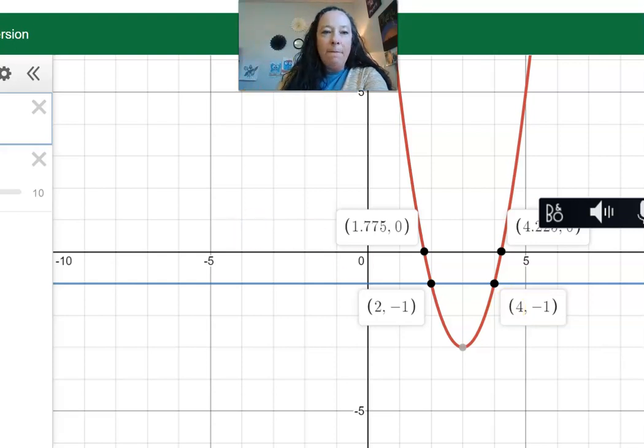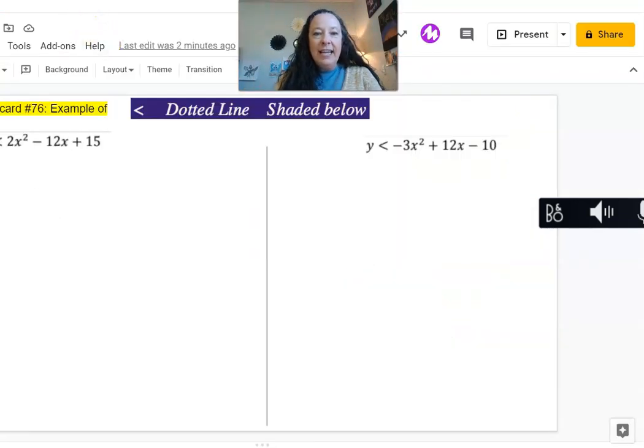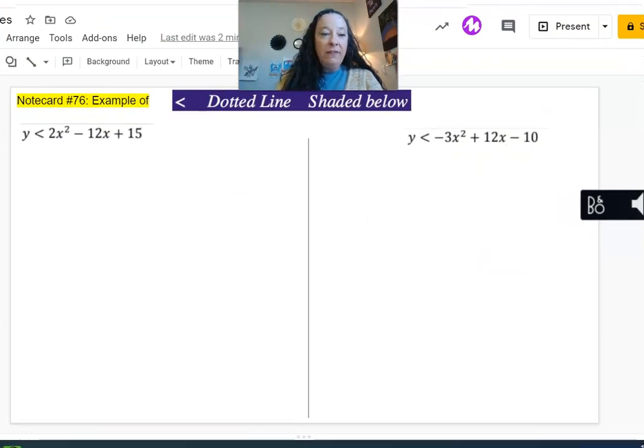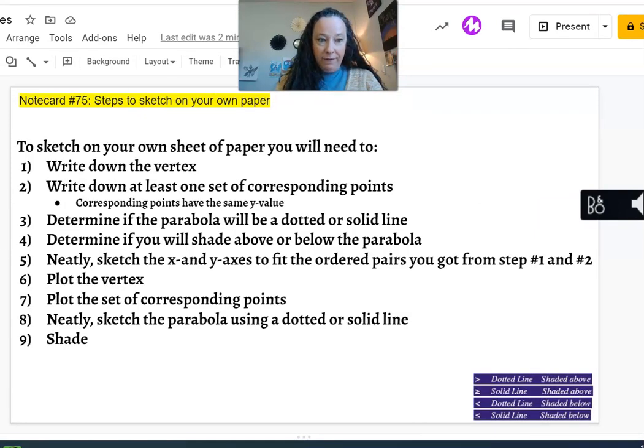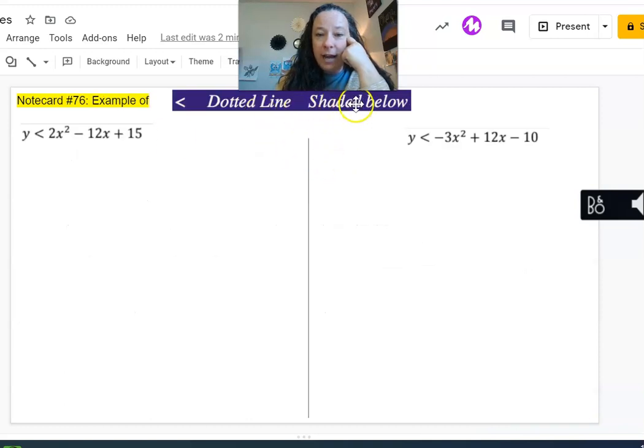All right, now back to the slides. See, we're getting ready to have to do this on our own sheet of paper, all right? So you need to follow the steps in note card 75. I wrote down the vertex. I wrote down corresponding points. I need to determine if the parabola is solid or dotted and whether I will shade above or below. All right, so this is dotted and I will shade below. I already have that up there. I kind of have a cheat sheet for you, but that will be something that you need to do on your own when I don't have it already there for you.